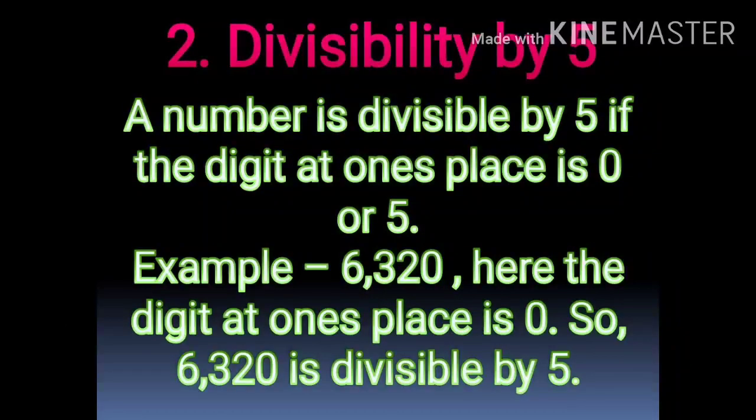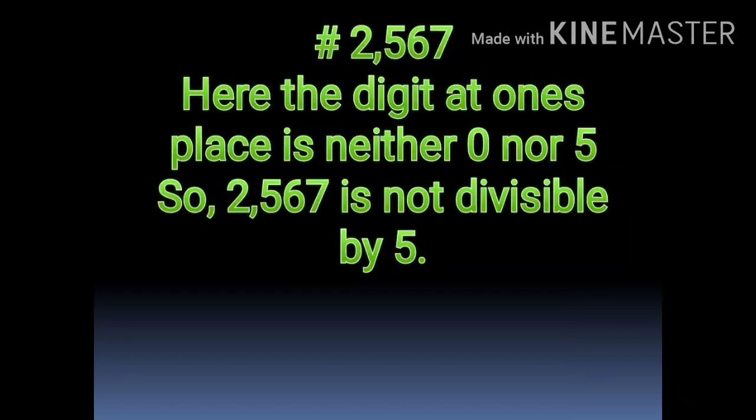The next is divisibility by 5. A number is said to be divisible by 5 if the digit at its ones place is 0 or 5. For example, 6320. Here the digit at its ones place is 0. So 6320 will be divisible by 5. Another example that I have is 2567. Here the digit at the ones place of this number is 7. It's neither 0 nor 5. So 2567 will not be divisible by 5.